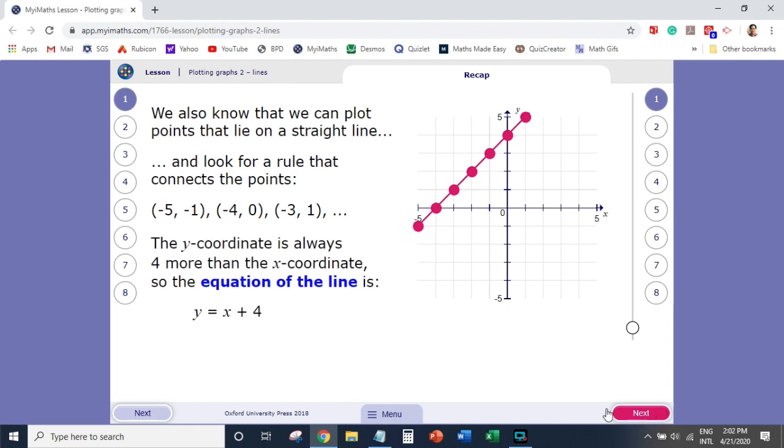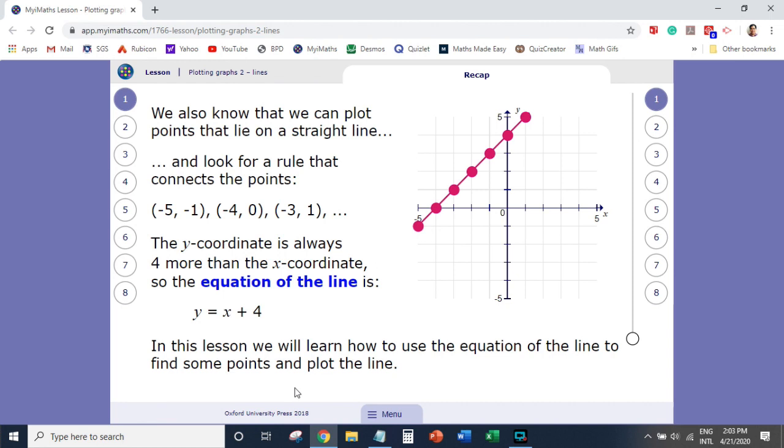Now let's move on. The y coordinate is always 4 more than the x coordinate, so the equation of the line is y = x + 4. As you can see here, in this series of coordinates, the y coordinate is always 4 more than the x coordinate, because -1 is 4 more than -5, and also 0 is 4 more than -4, and 1 is 4 more than -3. That's why the equation of this line is y = x + 4.